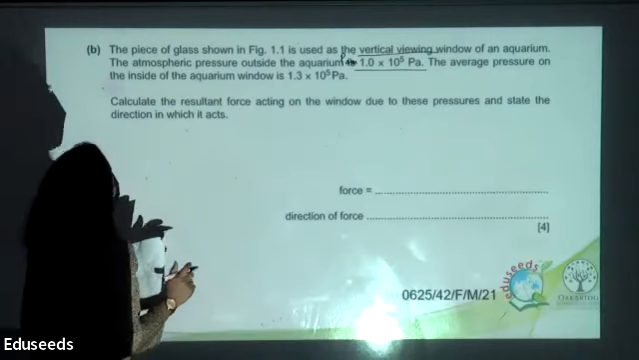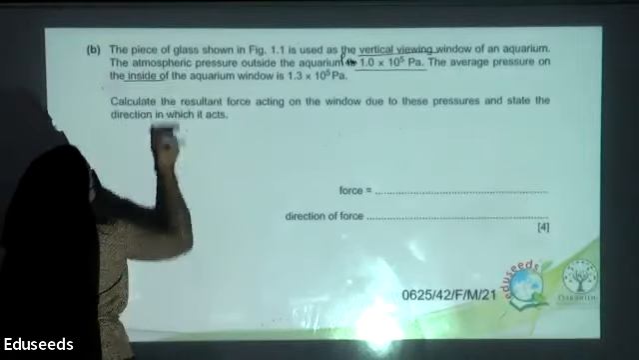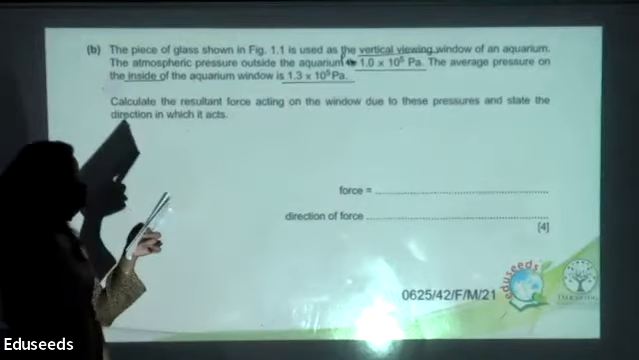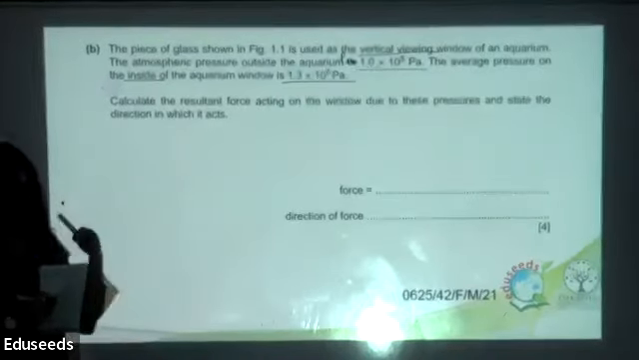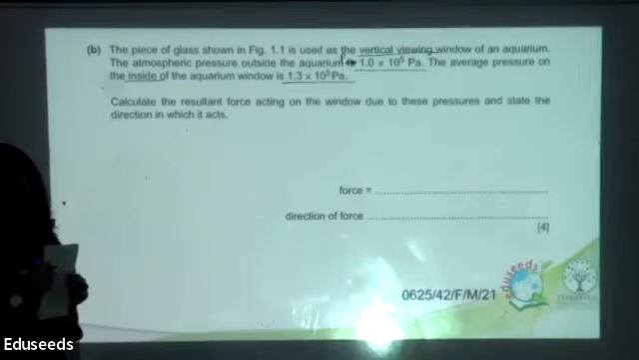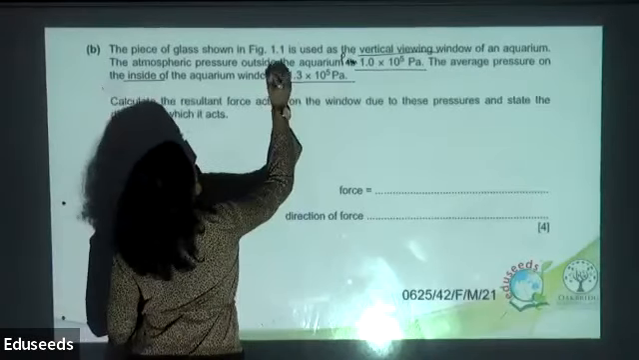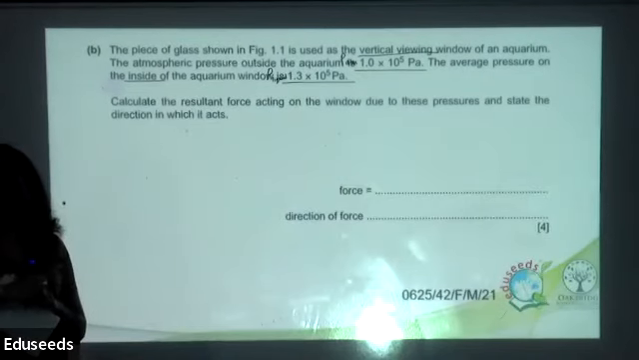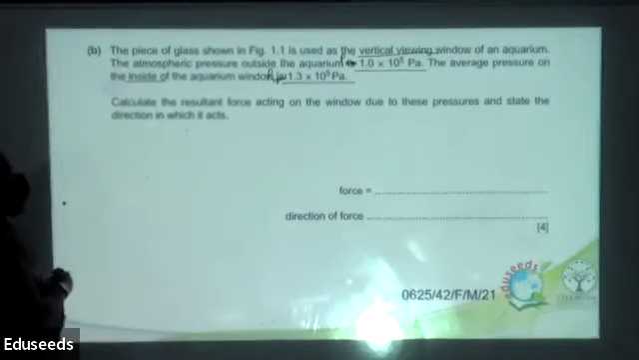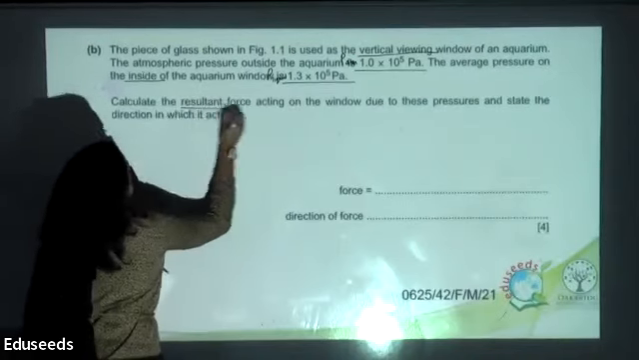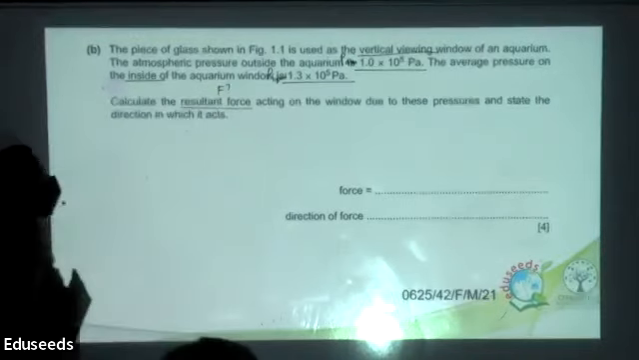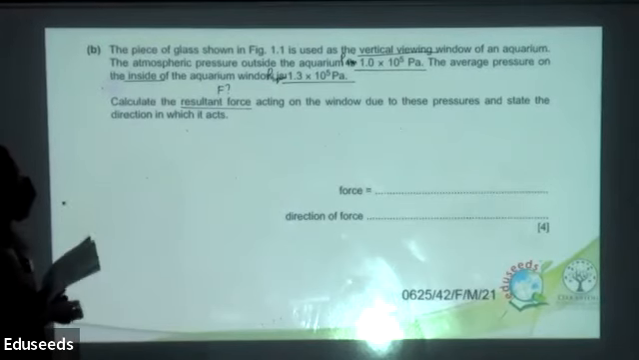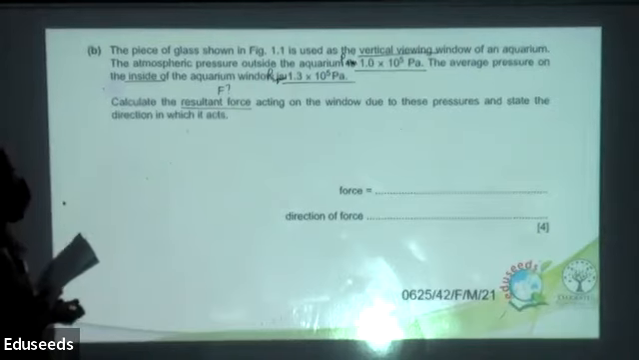The average pressure on the inside of the aquarium window is 1.3 times 10 to the power of 5 Pascal. So this is from inside the aquarium. This can be considered as P liquid, the pressure exerted by the liquid inside the aquarium. Calculate the resultant force acting on the window due to this pressure and state the direction in which it acts.